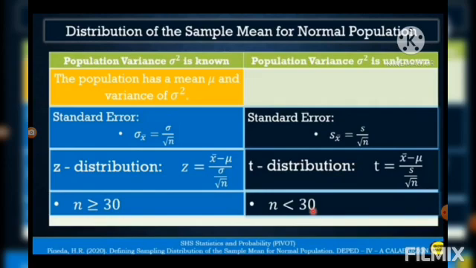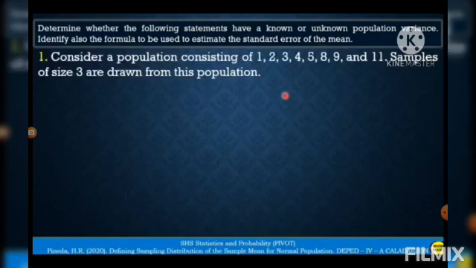Determine whether the following statements have a known or unknown population variance. Identify also the formula to be used to estimate the standard error of the mean. So we need to determine whether the following statements have a known or unknown population variance, then identify the formula used to estimate the standard error of the mean.